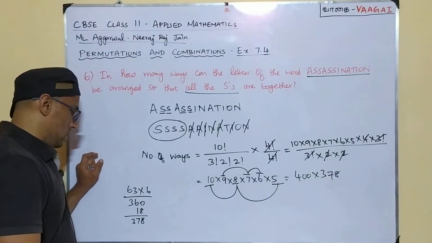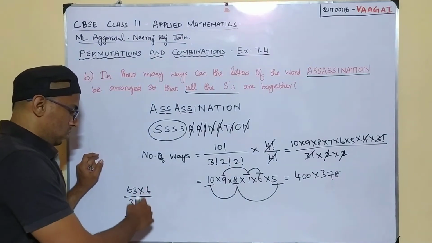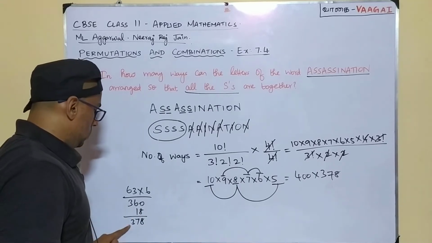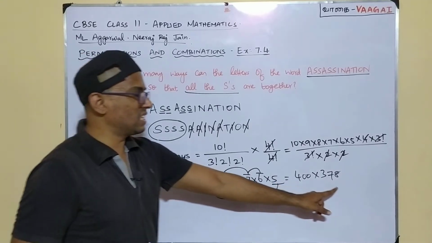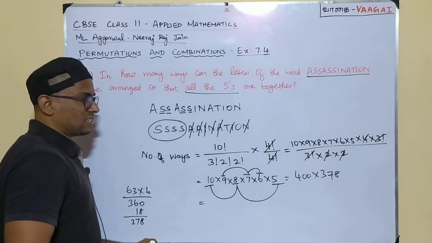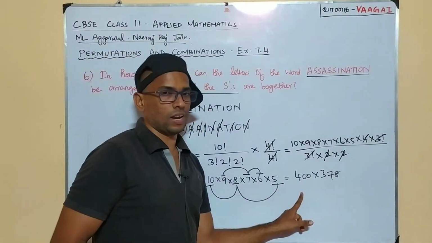So I think I'm right. So anyways, we can check it. These are 18, 6 6s are 360. Yes, it is going to be 378. This is what we are getting. So 378 into 400. This is what finally you are supposed to do. So once again, this 378 into 400, we'll try to do it here itself.